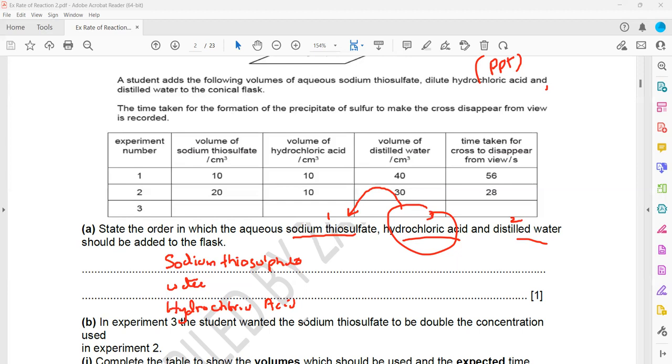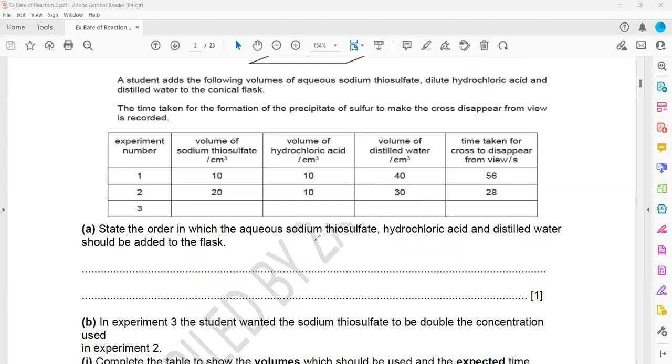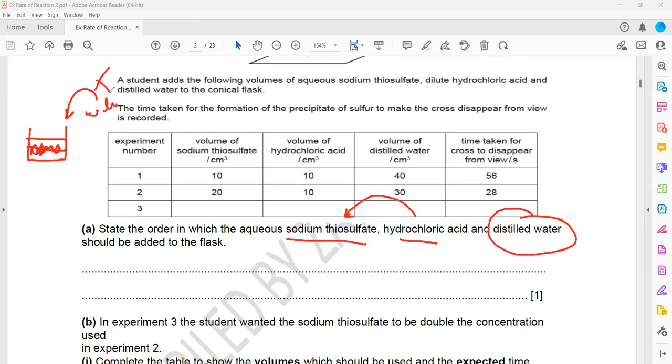But water should not be at the end. Why can't we add it at the end? Because water is not the reactant. The moment you add thiosulfate with hydrochloric acid, the reaction starts, so there will be no use of adding the water. Water is added to make the final volume the same, for a fair comparison. So if you first had thiosulfate, then hydrochloric acid, they will start to react with each other. Then what is the use of adding water at the last? That is totally wrong. That's why water should not be added at the end.